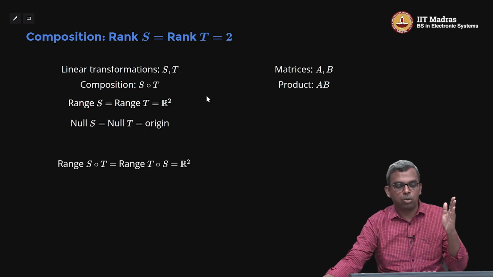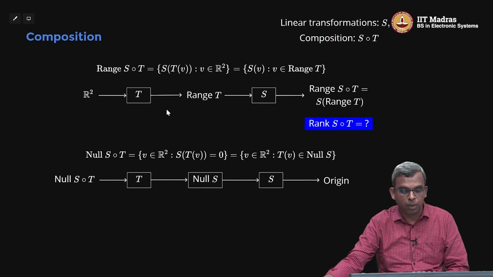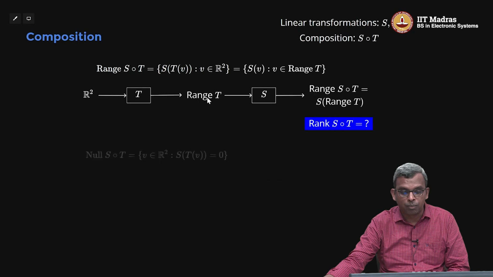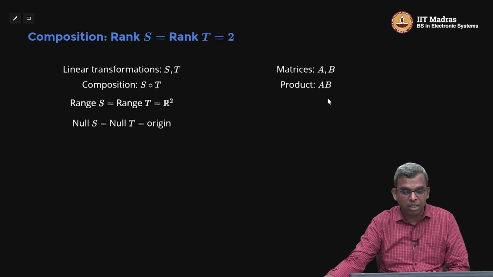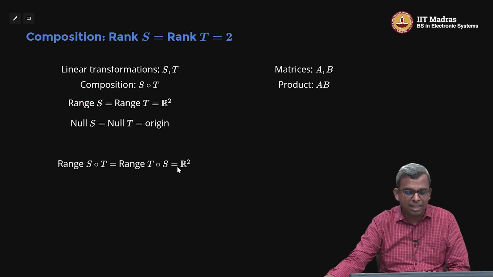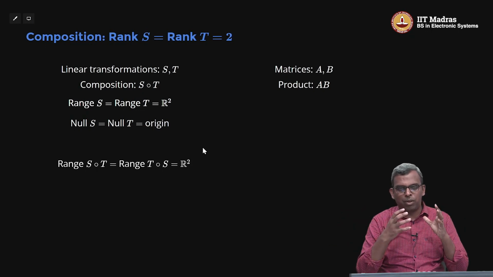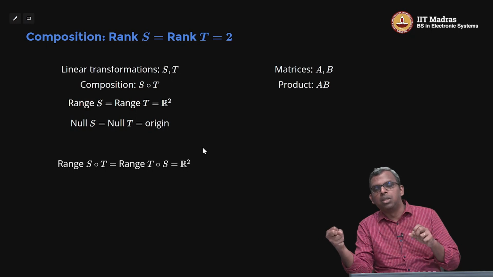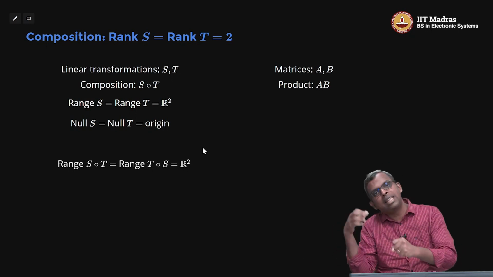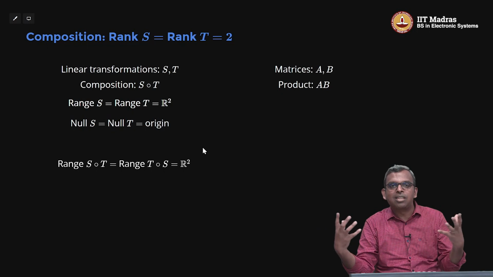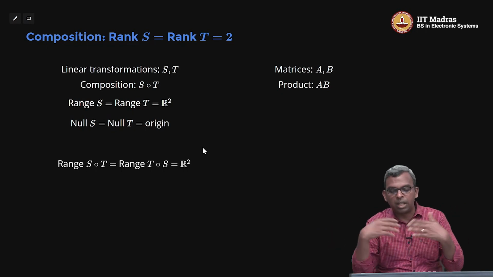R2 goes through T. When T is rank 2, what happens to R2? The range of T is also R2. So, the range is just R2 going through S, and that is the same as the range of S, which will be just R2. So, when you have invertible full rank transformations, it is quite easy to see that the range is R2. Everything is full. When R2 goes through T, you get the entire R2, and when that R2 further goes through S, you will get the entire R2. There is nothing that is lost, the dimension is never reduced anywhere.